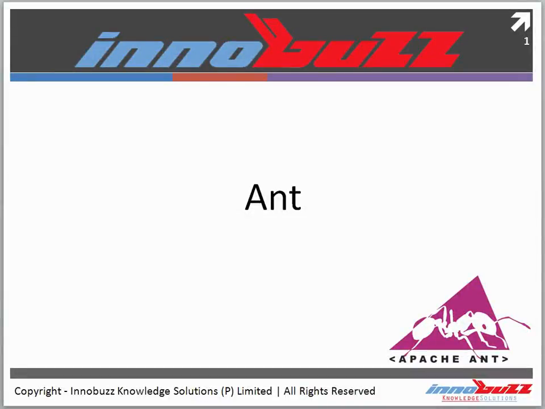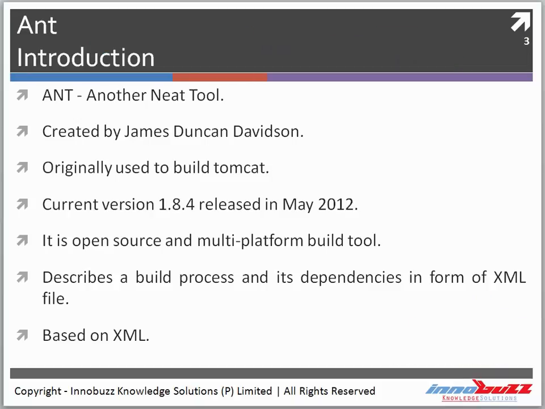Ant. Introduction. Ant, or Another Neat Tool, is a Java-based build tool designed to be cross-platform, easy to use, extensible, and scalable. It can be used in a small personal project, or it can be used in a large multi-team software project. Current version is 1.8.4, released in May 2012.